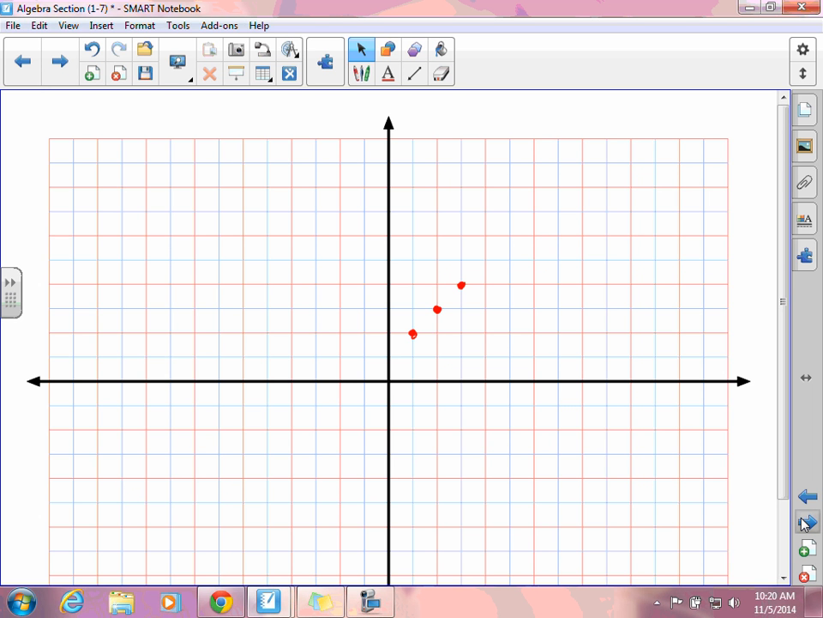Now, my question is this. Do I connect my dots? No. I do not. Why don't I connect those dots? Yes.